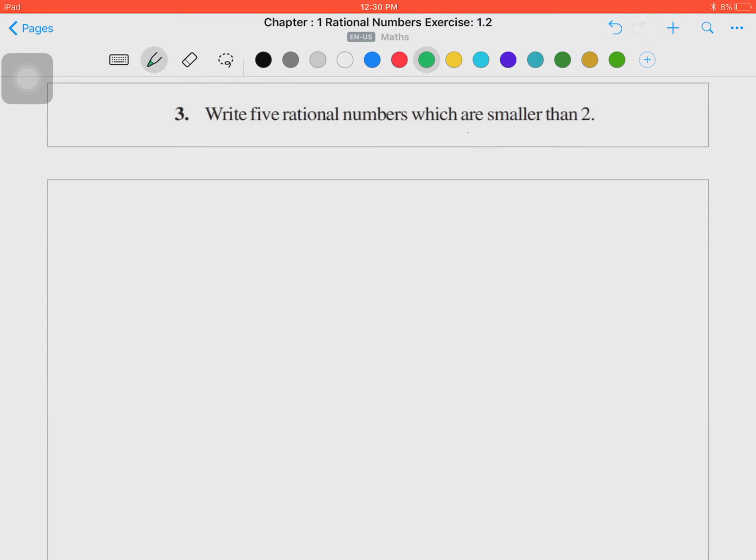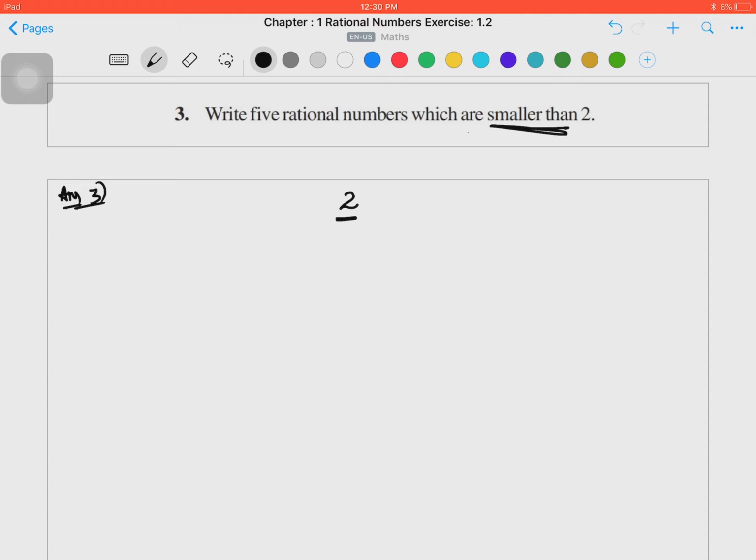The next question is question number 3. Write 5 rational numbers which are smaller than 2. Now here we are asked to write 5 rational numbers which are smaller than 2. We are given only one number here, 2. We can find a rational number between any two given rational numbers, but in this case we are given only one rational number, along with a condition that it should be smaller than 2.